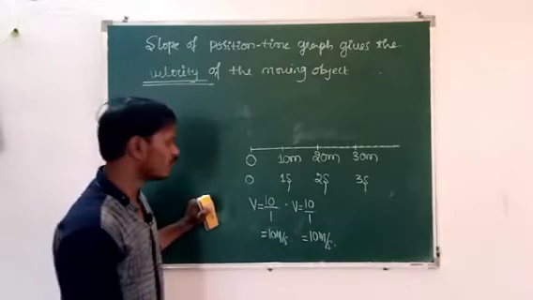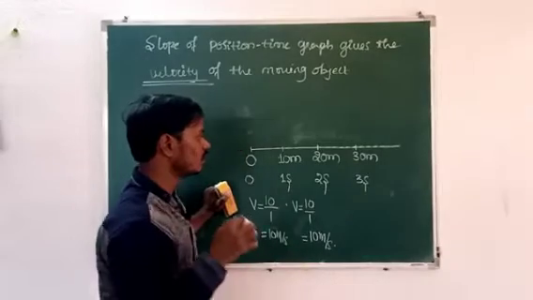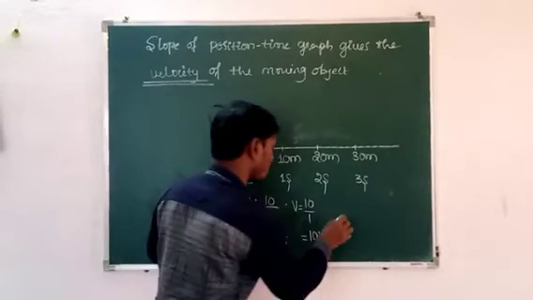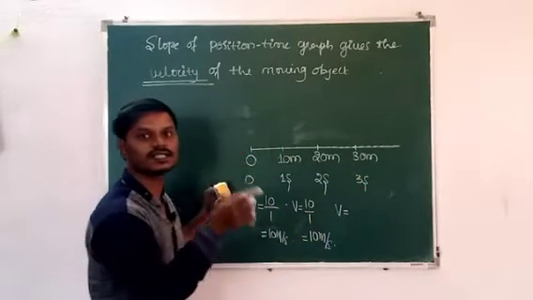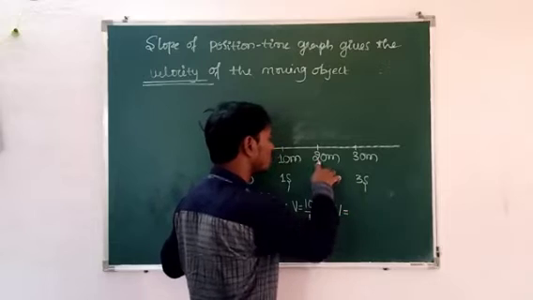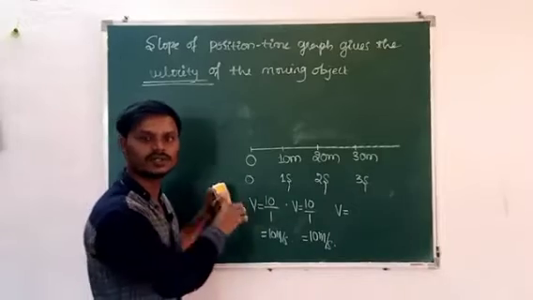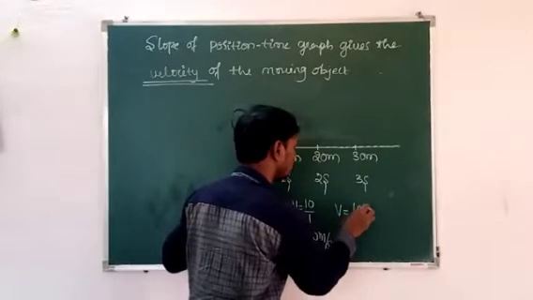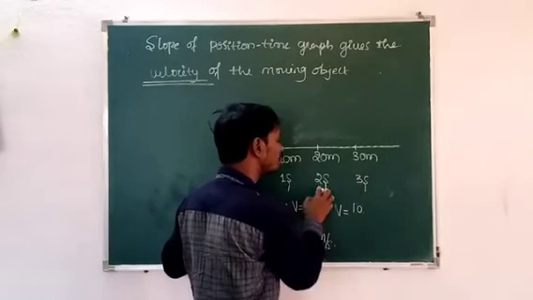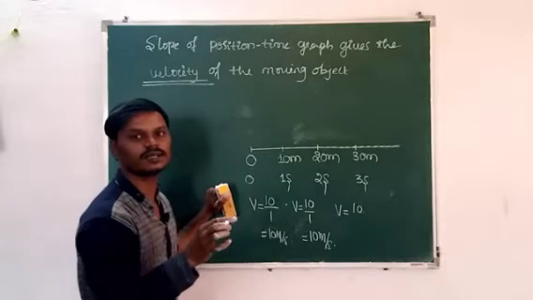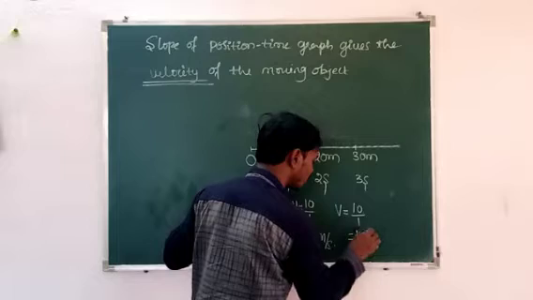Next, when the object is displaced from 20 meter to 30 meter, what is the velocity of the object? The displacement of the object from 20 meter to 30 meter is 30 minus 20, which is 10. Then what is the time taken to cover the distance from 20 meter to 30 meter? That is 2 second to 3 second, so the time interval is 1 second. Then it is 10 by 1, again 10 meter per second.